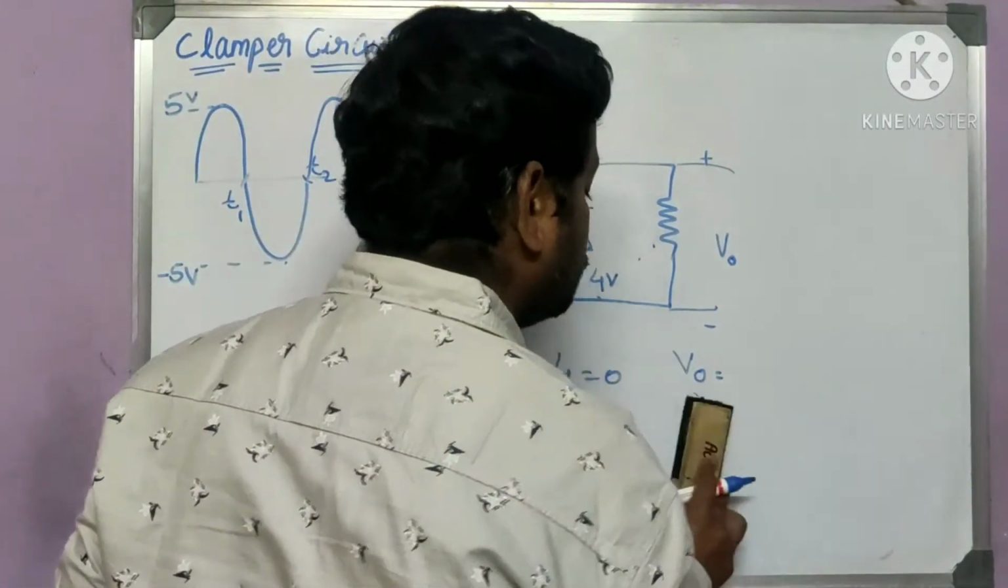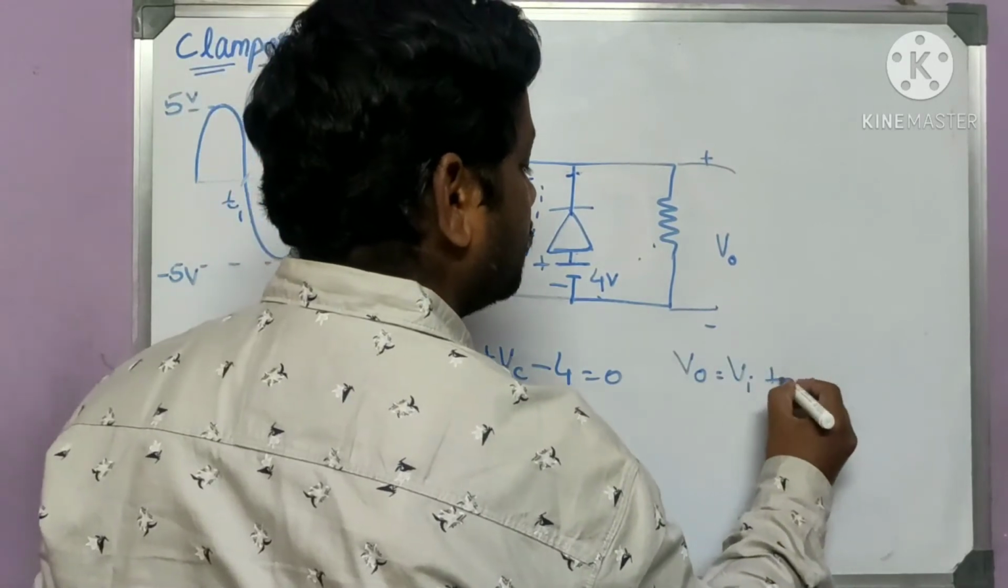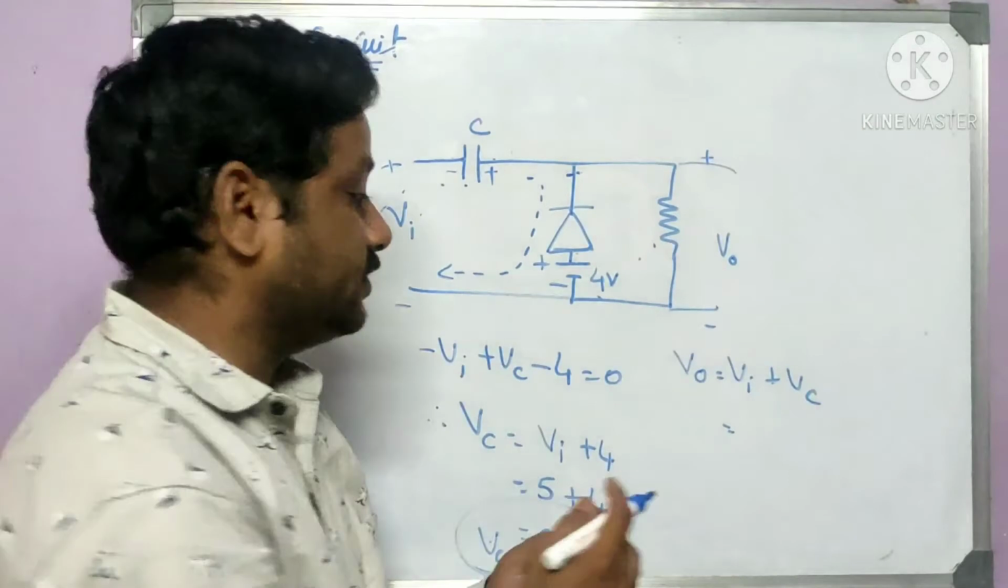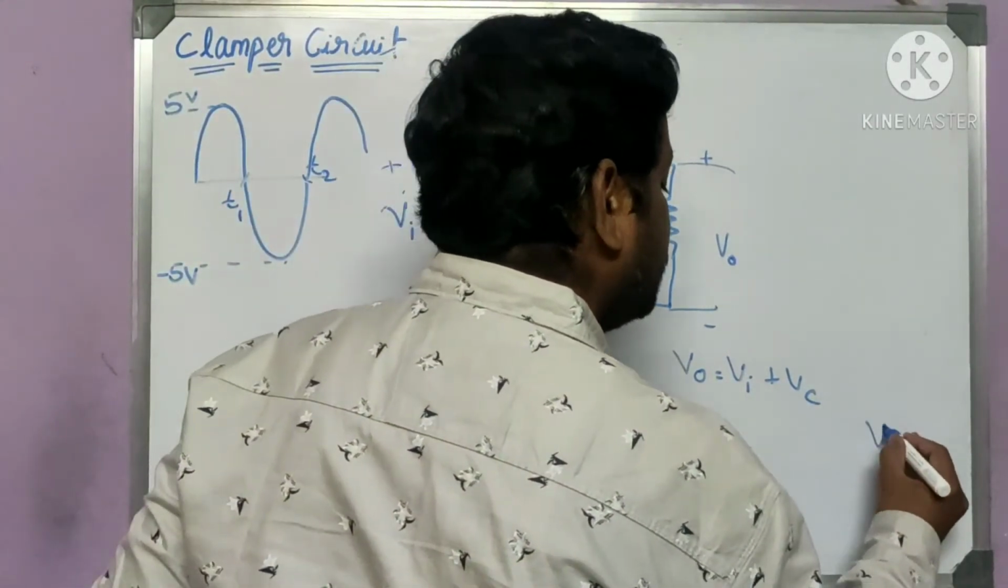I will write it here: Vout is equal to Vin plus Vc. Now you can write a condition for different input voltages. Vout, if Vin is 0.